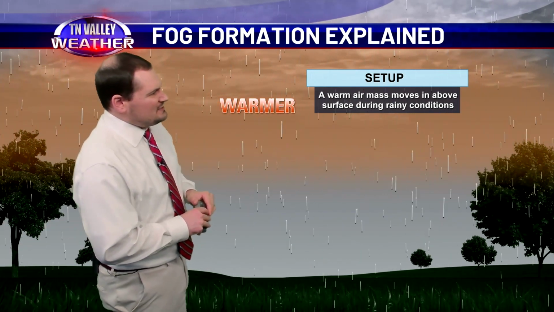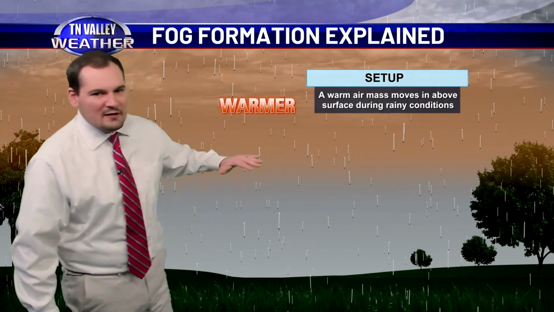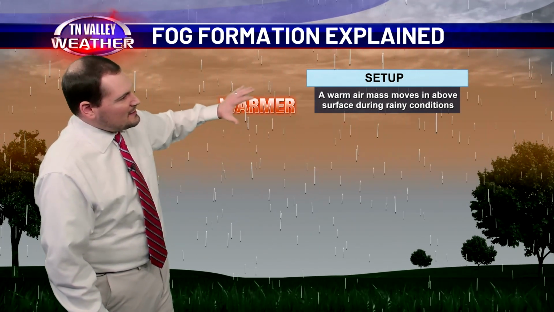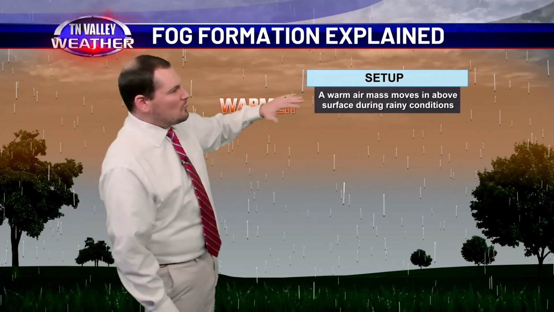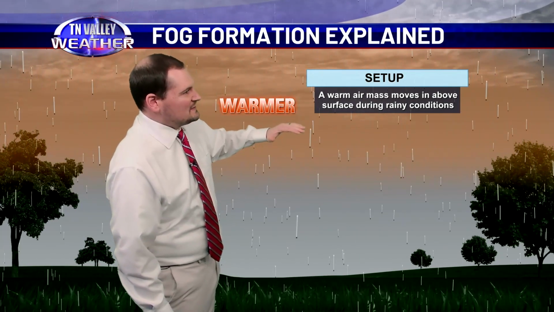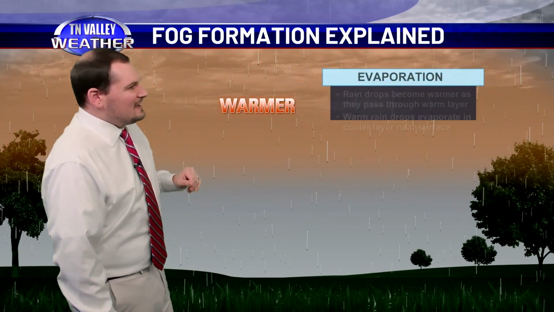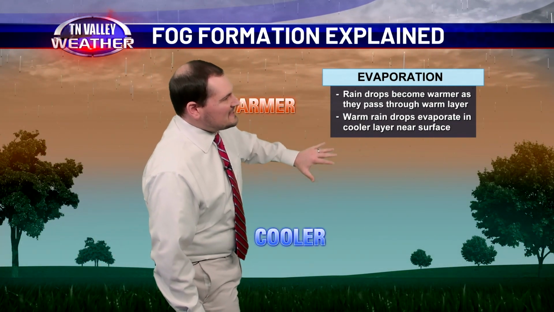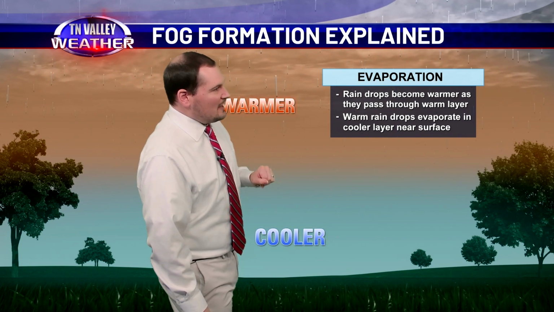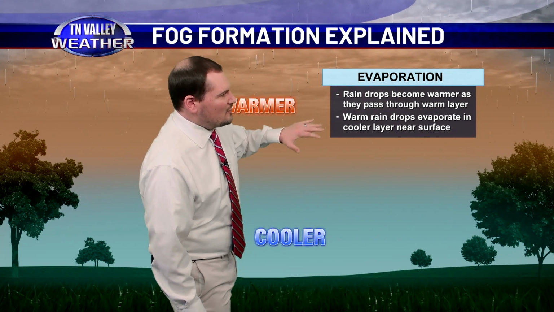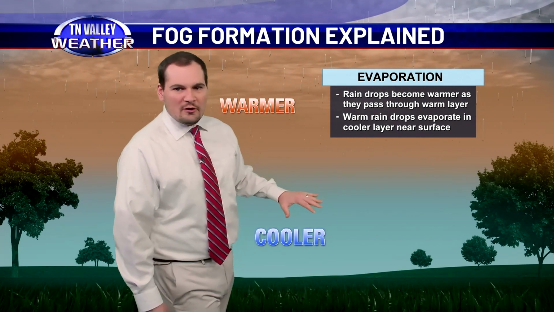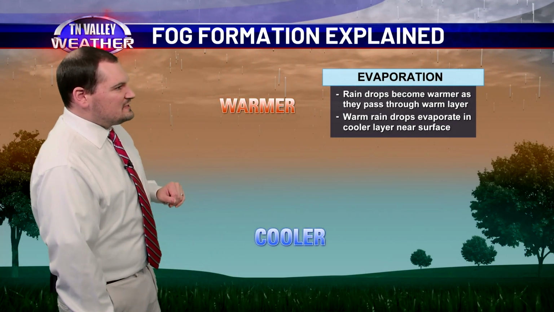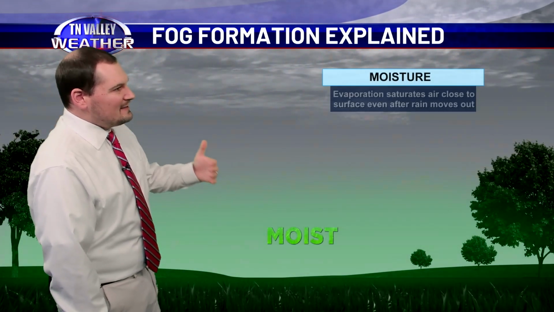Here's another situation that we'll get every now and then, and this is actually called precipitation fog. So you get rain that's actually falling here. The air above the ground is warm, so you got a warm air mass that moves in above a surface during rainy conditions. And as the precipitation goes on, the raindrops become warmer as they pass through that layer of warm air, and then the warm raindrops will get into that cooler air mass, and it'll actually evaporate as it cools near the surface. And so that will aid in that cooling temperature.